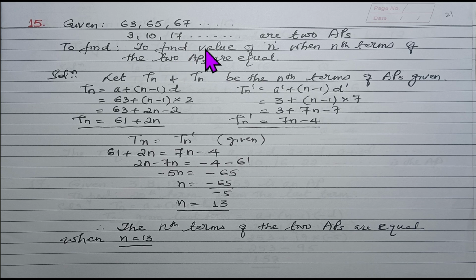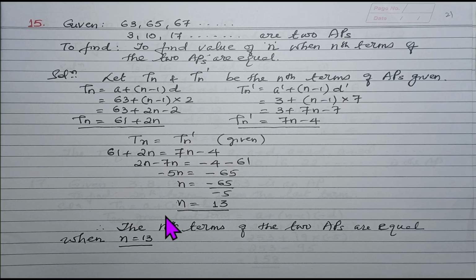Now their nth terms are also equal. Now we have to find out the value of n. So let us understand this. Let the nth term of one AP be Tn and Tn dash be the nth term of the second AP. Now the nth term Tn is equal to a plus n minus 1 into d, and Tn dash is a dash plus n minus 1 into d dash.